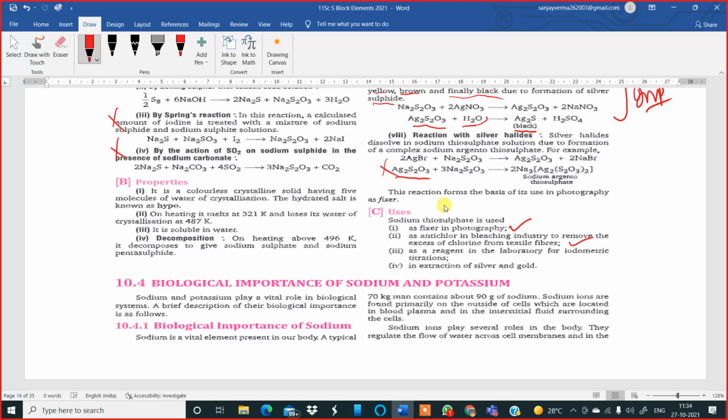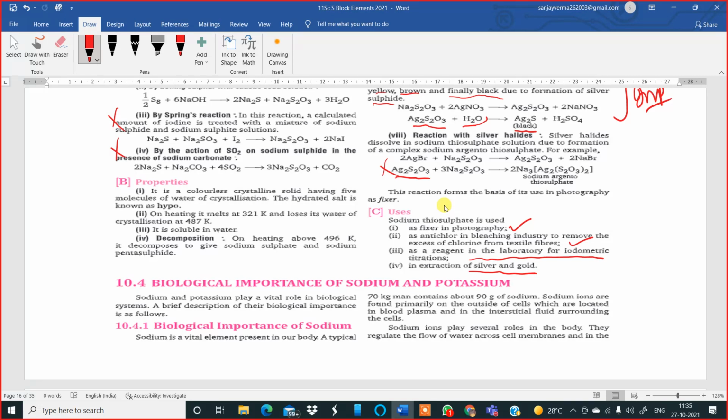After that, it is used as a reagent in the lab for iodometric titration. In the chemistry lab, we use it for iodometric titration, which you will be doing in class 12. Okay. Now it is also used in the extraction of silver and gold. Okay. Now these were the compounds of group 1 elements.